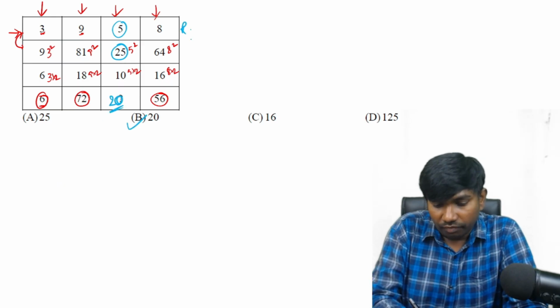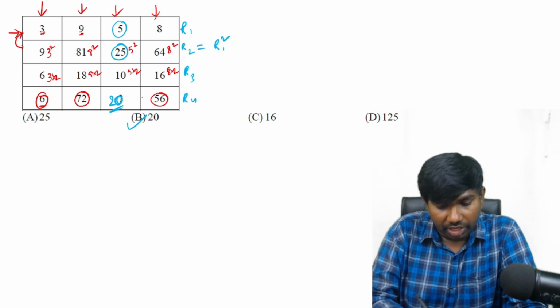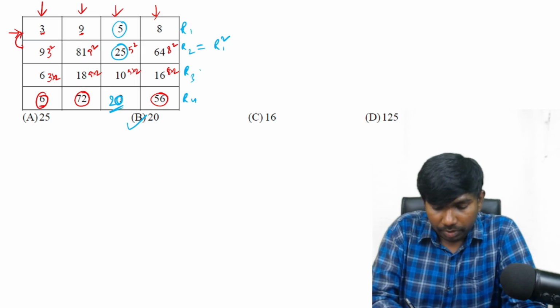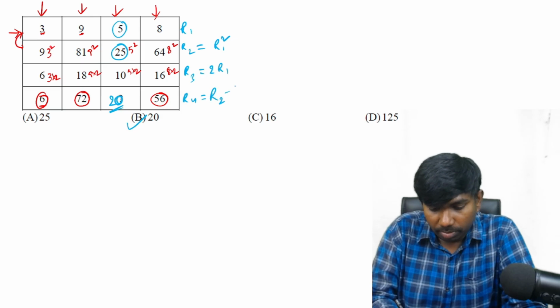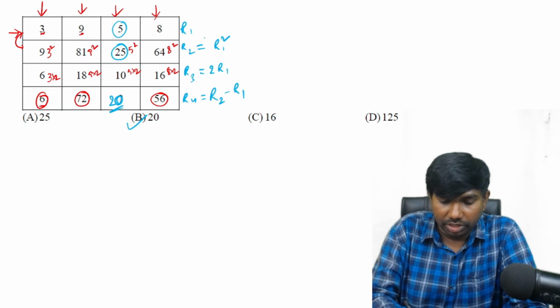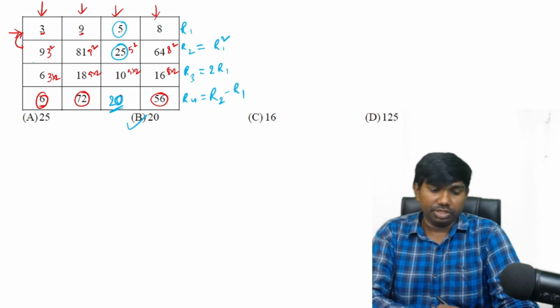So this is row 1, row 2, row 3, row 4. How are we getting row 2? Row 1 number squared. Next, how are we getting row 3? 2 times row 1. How are we getting row 4? The difference of row 1 and row 2, row 2 minus row 1. Okay, so these are the logics used in this table.